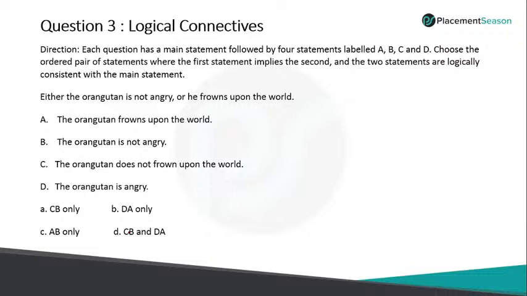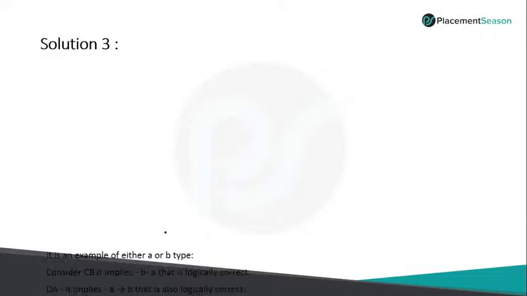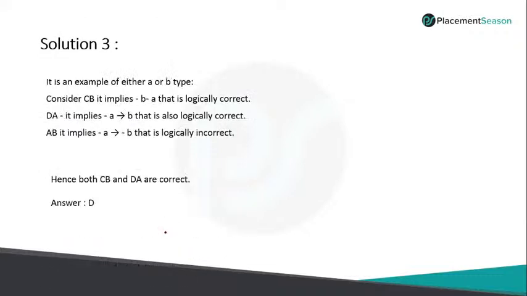Second, we will read B. The orangutan is not angry, which means it should not frown upon the world. Yes, it is given: the orangutan does not frown upon the world. So A and D, and B and C, we can connect that. So we have the option B, D and A, and B and C also we can connect, right? So we have an option for that, C and B and D and A. So that should be the right answer. That's what is given here as an explanation. It's option D, right?